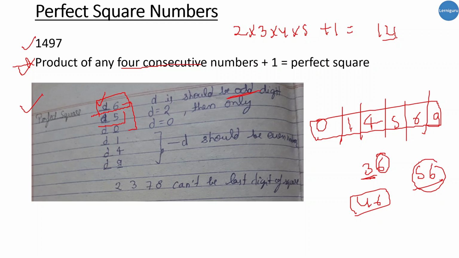For 5, if a number is ending with 5, then the tens place must be 2 in order for the given number to be a perfect square. For 0, the tens place needs to be 0. If a number is ending with 1, 4, or 9, the digit at the tens place must be an even number in order for the given number to be a perfect square. I hope these 3 points regarding perfect square numbers are clear. And the remaining part of the classification of numbers we will do in the second part.